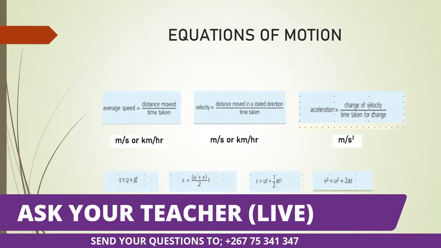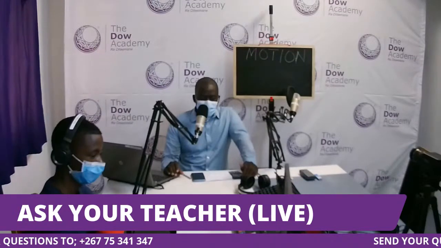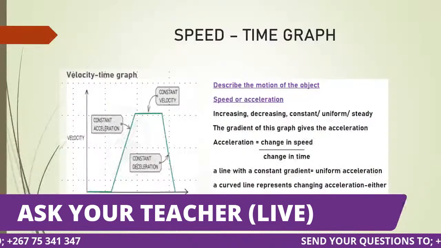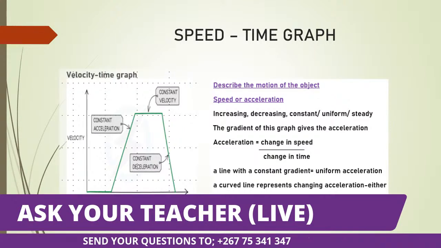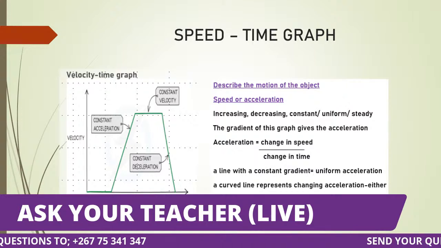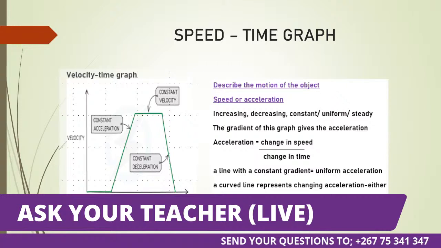We look at motion graphs. We've got two types of motion graphs that we are supposed to do under the IGCSE 0625 syllabus: speed time graph and the distance time graph. Speed time graph, also called the velocity time graph. And we've got one shown there as a speed time graph or velocity time graph.